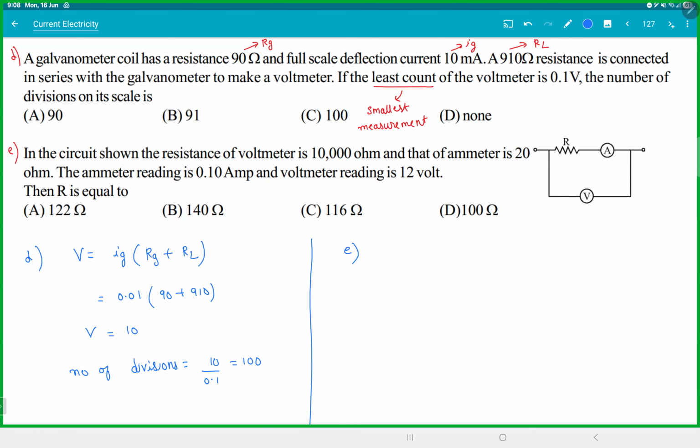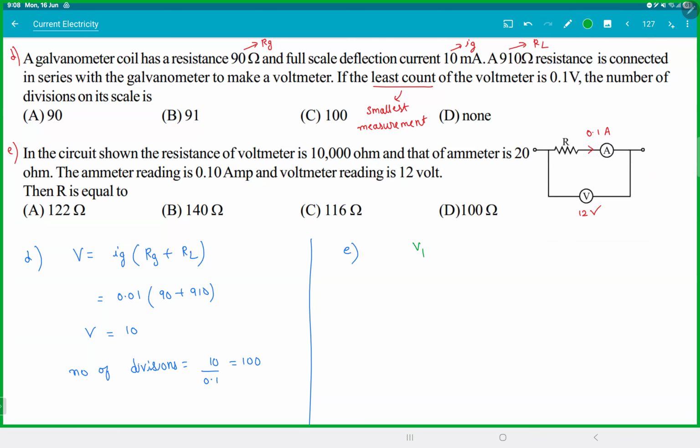Let's see. Now look at this thing. In the circuit shown, the resistance of the voltmeter is 10,000 ohms. That of the ammeter is 20 ohms. The ammeter reads 0.1 ampere. So this current is 0.1 ampere. This thing is measuring 12 volt.